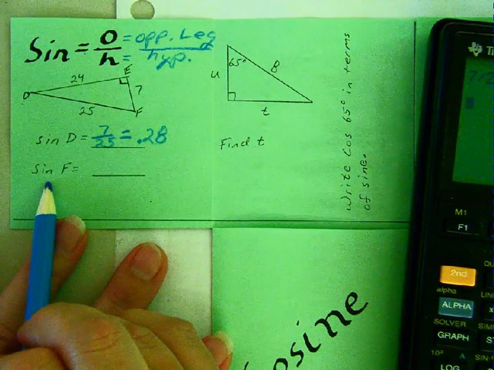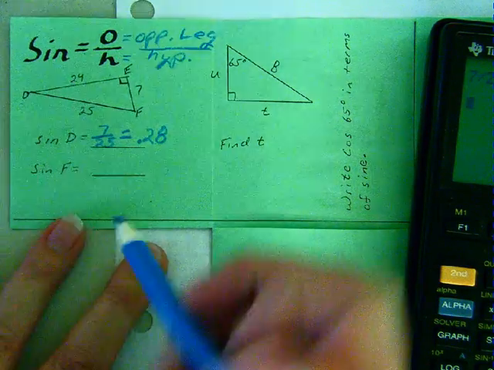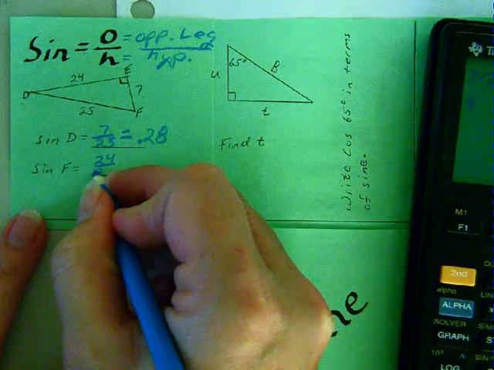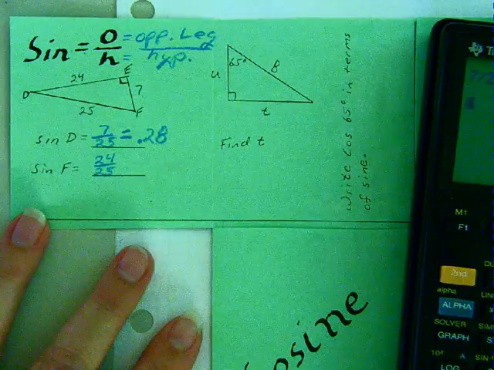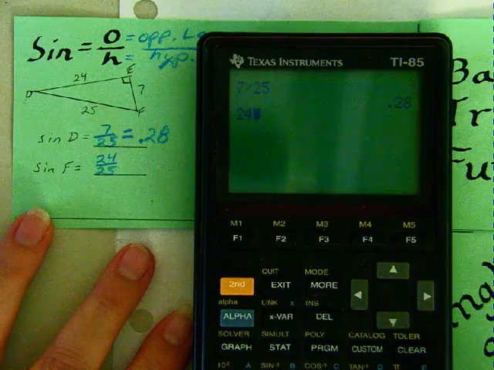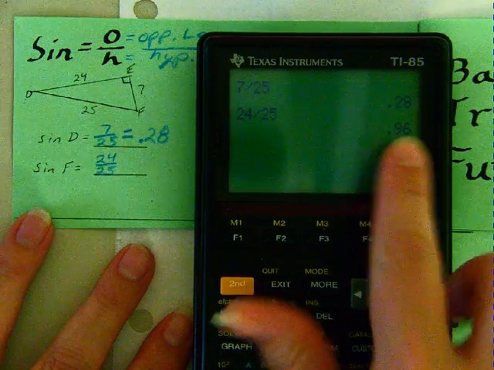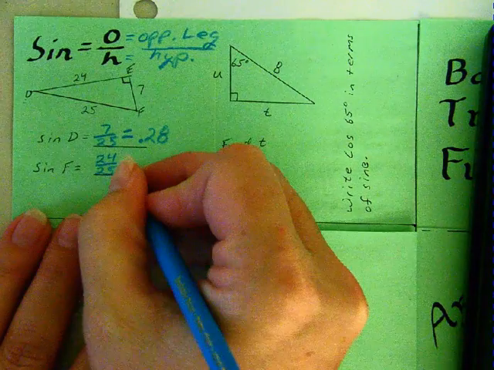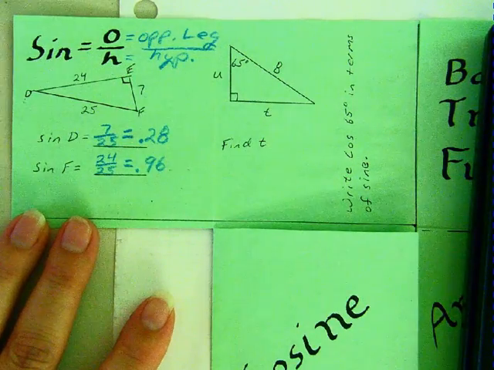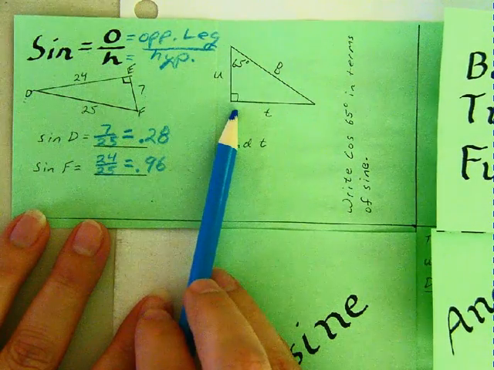Then we're going to look at sine of F. So now we're looking at angle F. We want the opposite, which is 24, over the hypotenuse, which is still 25. Again, I can't reduce that, so I'm going to look at my calculator, typing in 24 divided by 25, and we get a terminating decimal again of 0.96. So equals 0.96.